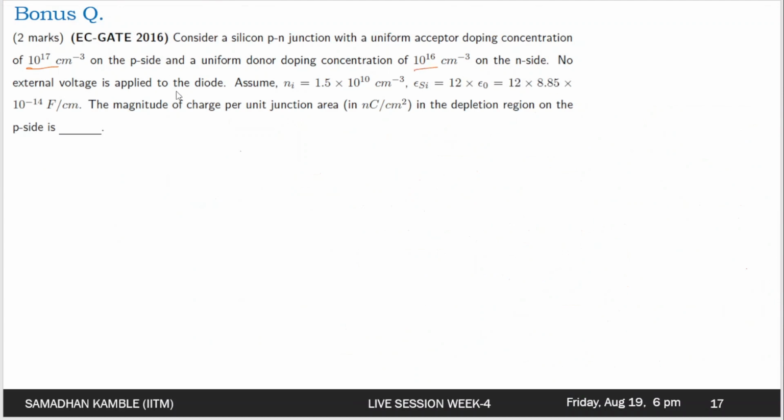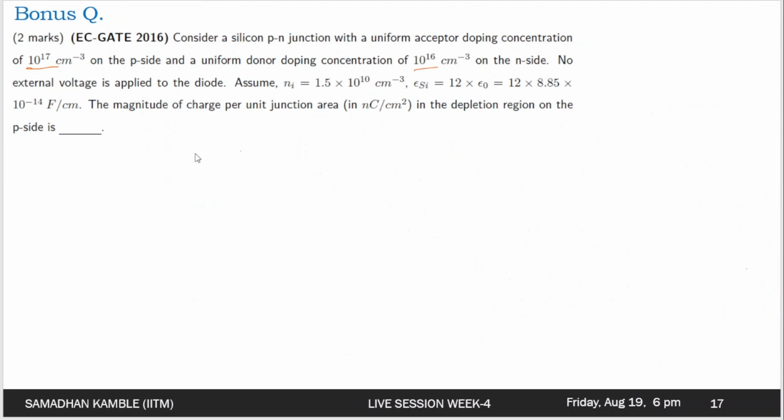No external voltage is applied to the diode, so the zero bias condition is prevalent. We also need to use the intrinsic carrier concentration given here, the epsilon for silicon, and the magnitude of charge per unit junction area is asked. So the magnitude of charge per unit area in nanocoulomb per centimeter cube in the depletion region on the P side is asked. So this is the question.